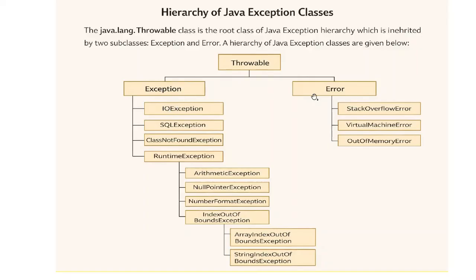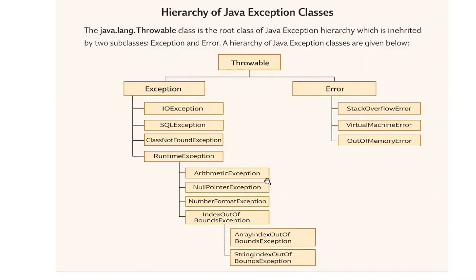What are the child classes? Exception and Error. Then Exception is further classified into IOException, SQLException, ClassNotFoundException, and one more thing, RuntimeException. So four types it is classifying. Runtime exceptions are again classified into four types: ArithmeticException, NullPointerException, NumberFormatException, and IndexOutOfBoundsException.